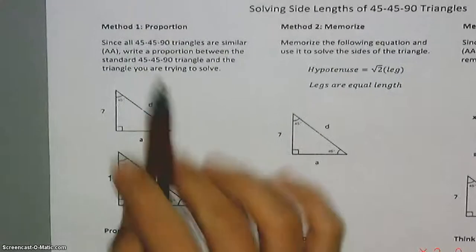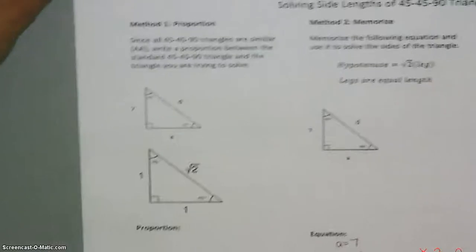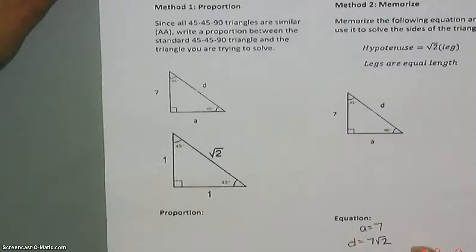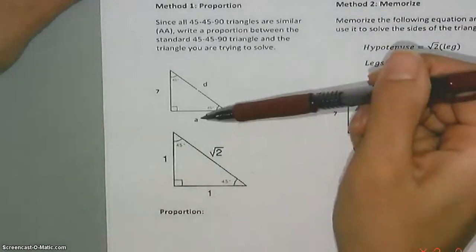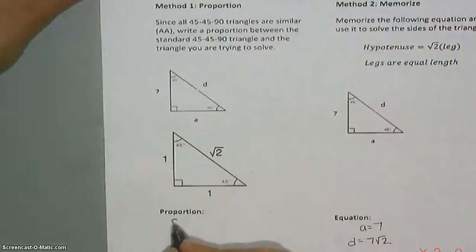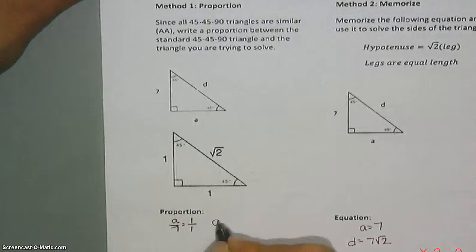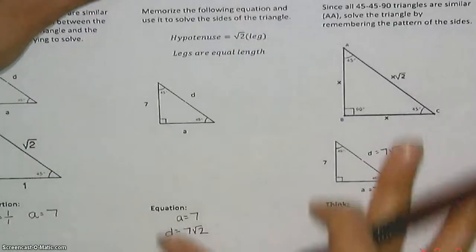But another way that I want to focus on is writing a proportion, because sometimes the pattern isn't obvious. Now on this one, we already know the answer, but I want to show you how the proportion works. If I want to solve for A, I could do A is to 7 as 1 is to 1. Cross multiply, A equals 7. You're like, well, yeah, we already knew that. But I want you to practice this way because sometimes it's not easy to see this pattern.